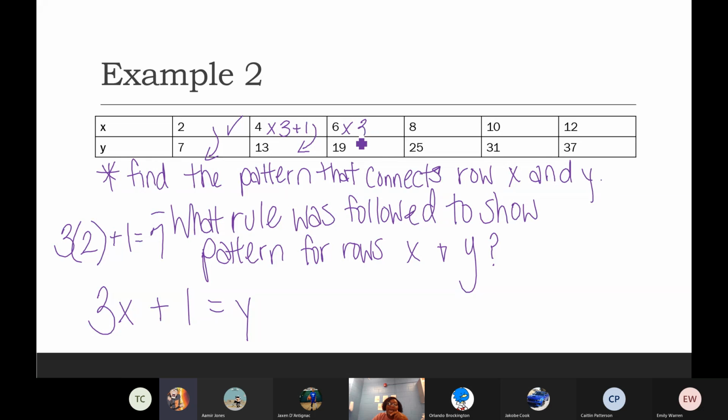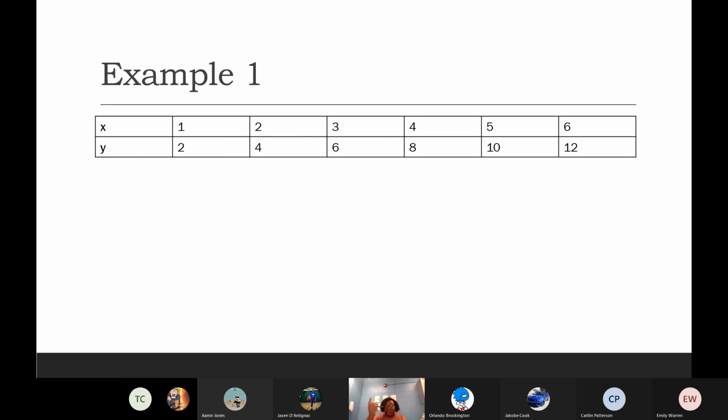What is 6 times 3? 18. Plus 1? 19. Very good. So we see our rule works. This is the pattern, times 3 plus 1. This is the pattern that's being followed here. Let's do one more of these, and we should have done this one first. This is the easier one.